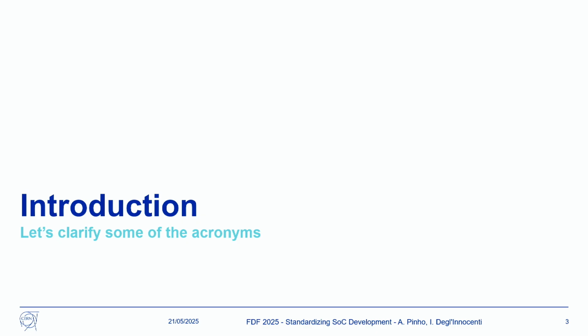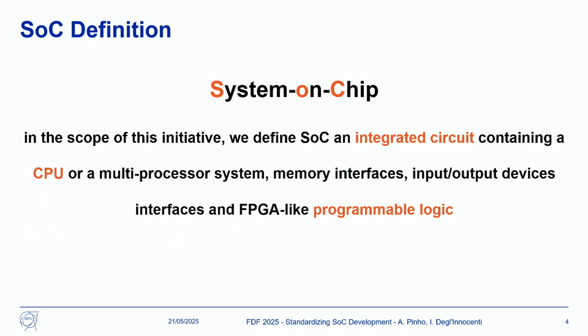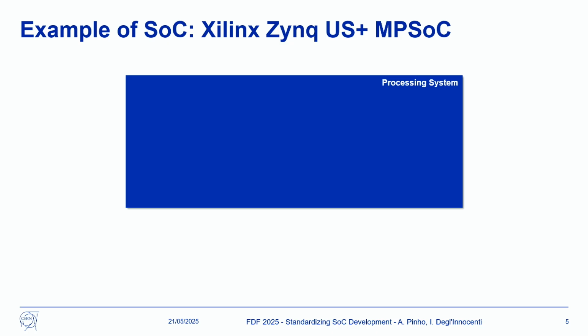So let's start with an introduction, which is mainly a list of acronyms and their clarification, since there are indeed many. So first of all, system on chip. Here we are all kind of familiar, but it's good to clarify that in this case, we are defining SoCs as integrated circuits containing a hard CPU, which can be a multiprocessor system, memory interfaces, input-output device interfaces, and FPGA-like programmable logic.